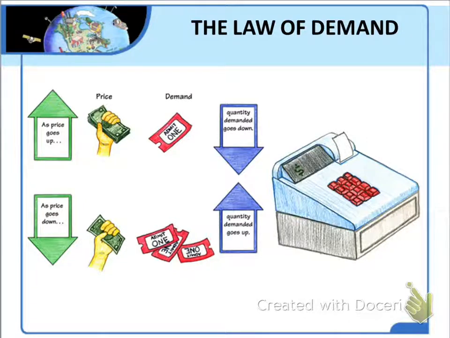Now, there are two distinct reasons why a consumer buys less of a good after its price increases. One is called the substitution effect, and the other is called the income effect. So let's take a look at those.